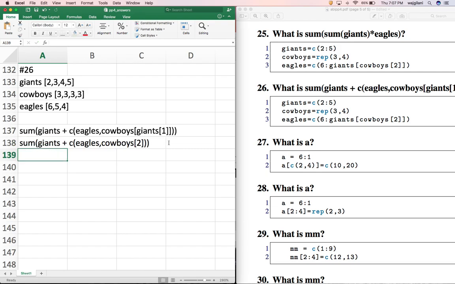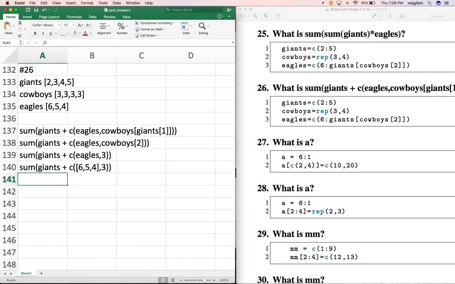Now what's the innermost data container we have? Well, Eagles and Cowboys. We could choose either one. I'll do the Cowboys one. So Cowboys here, open bracket, close bracket 2. The second value of Cowboys, that's 3. So I'm going to go ahead and minimize this. And now I'm going to take the innermost data container again, which is Eagles, and this basically comes out to 654.